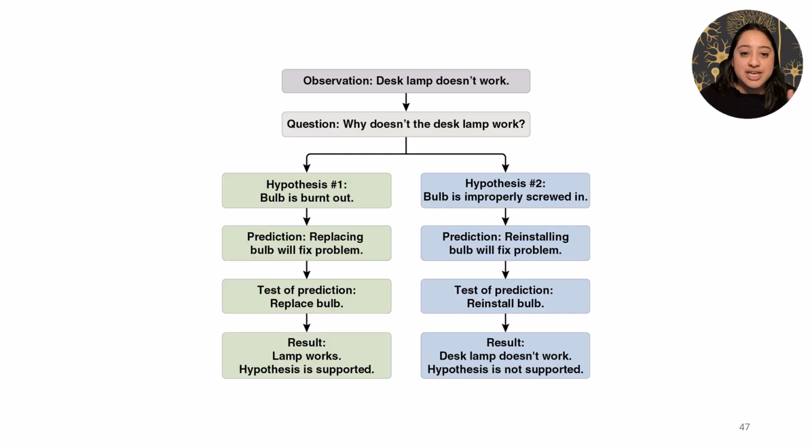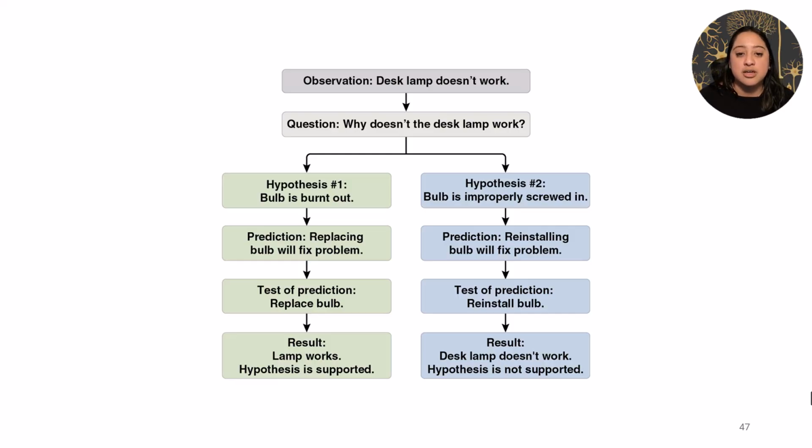So then you can test each hypothesis. If you go with hypothesis 1 and you're thinking the bulb is burnt out, then you can make a prediction. If my hypothesis is correct and the bulb is burnt out, then replacing the bulb will fix the problem. And so you test a prediction. If you replace the bulb and the lamp works, then your hypothesis is supported.